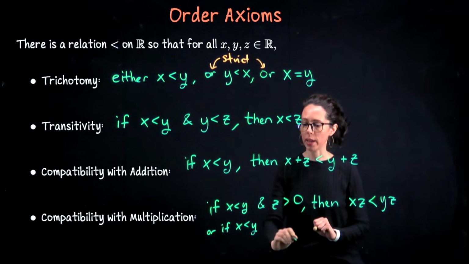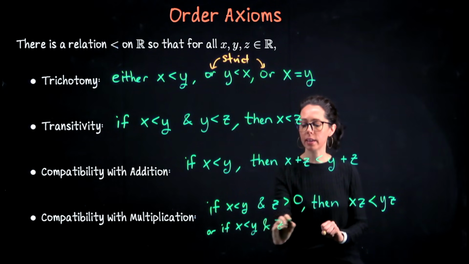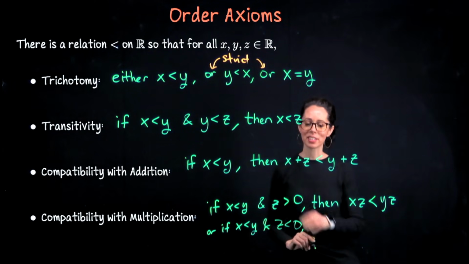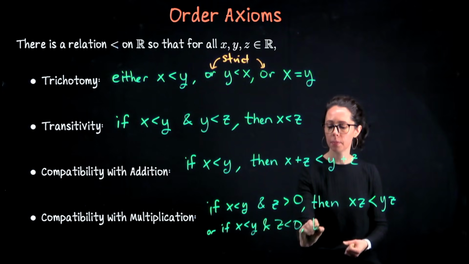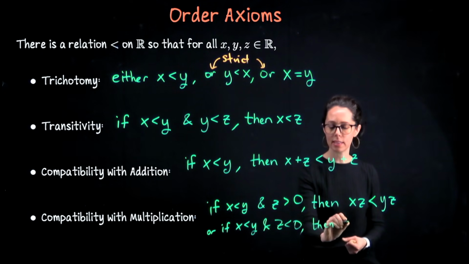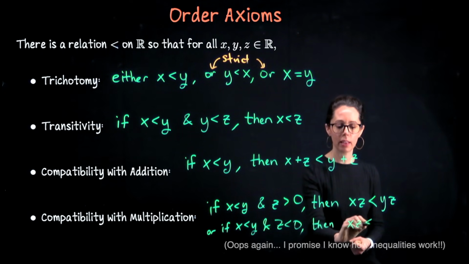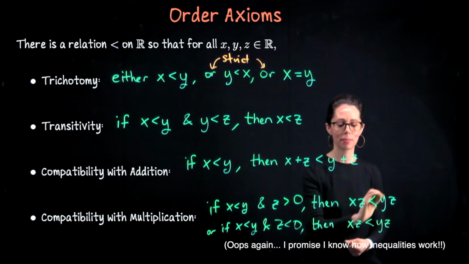Or if x is less than y again, but this time z is negative, as we've known for many years, we're going to flip the inequality. So then xz will be greater than yz. Okay.